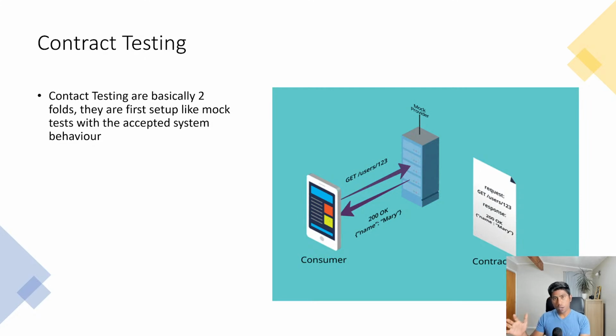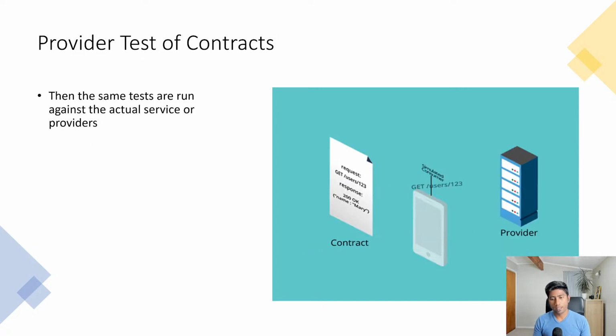And once you have this contract, you will then pass this contract to the actual system. That's why I'm talking about the two-fold systems there. The first fold is this one. The second fold is going to be the provider test. Basically, you're going to run this particular contract against the actual system.